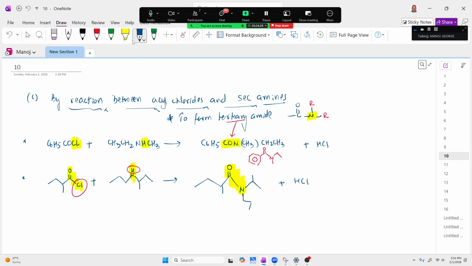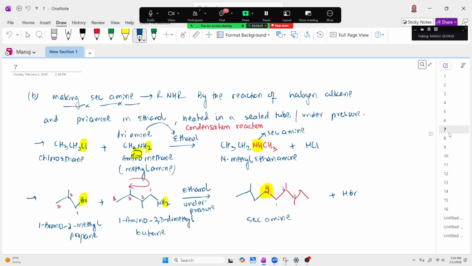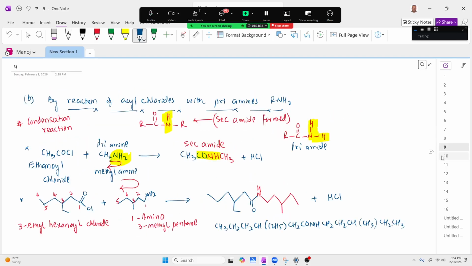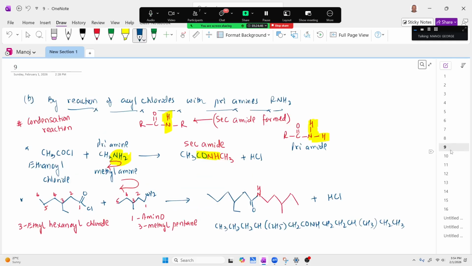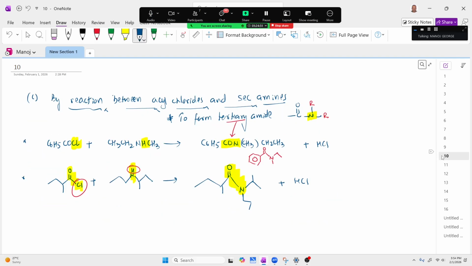So we're done with how to make an amide. We know how to make a primary amide: we just react acyl chlorides with ammonia and we get a primary amide. No problems there. And if we use a primary amine, then we end up getting a secondary amide. And if we use a secondary amine, then we end up getting a tertiary amide. Everyone is okay? Okay, good. So that's the end of how do I make an amide.